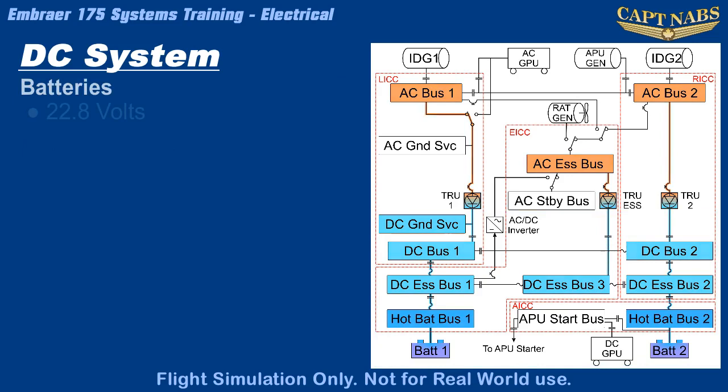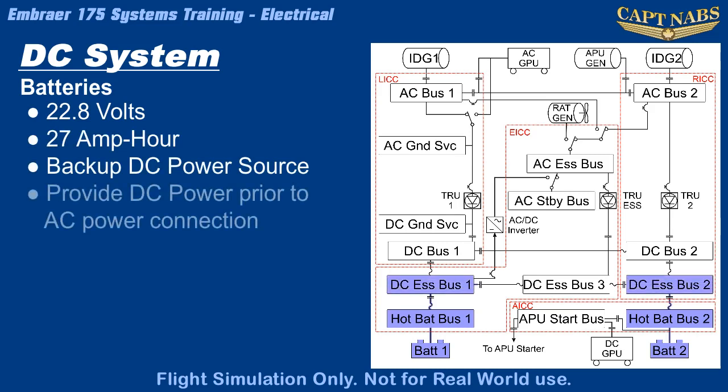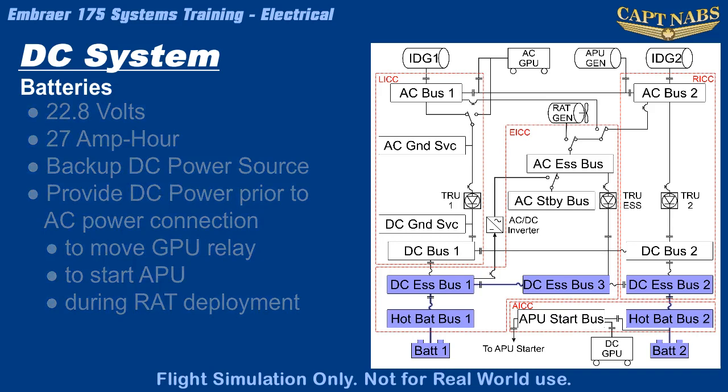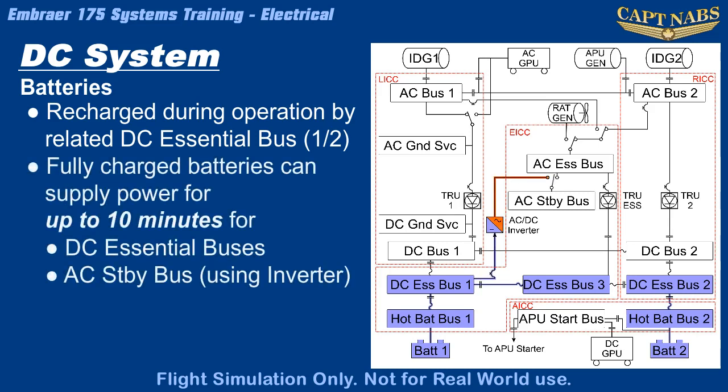A pair of 22.8 volt, 27 amp hour NiCad batteries serve as a backup to the TRUs and provide DC electrical power prior to other sources being connected to allow an APU start or during RAT deployment. The batteries are recharged during operations by an available source of DC power and can even be charged by the RAT through the essential TRU. In an electrical emergency with no AC generators online, if the RAT fails or stalls, the batteries can supply electrical power to essential systems for up to 10 minutes.